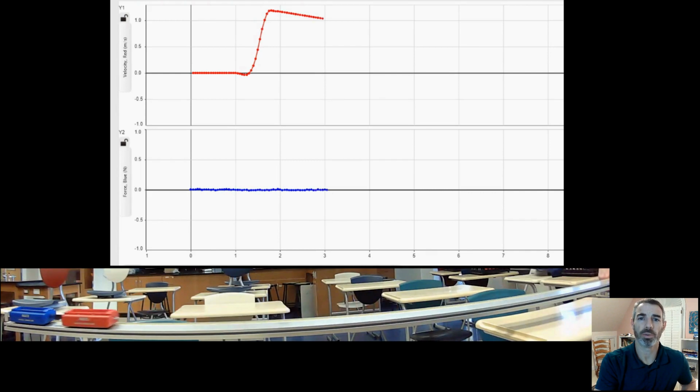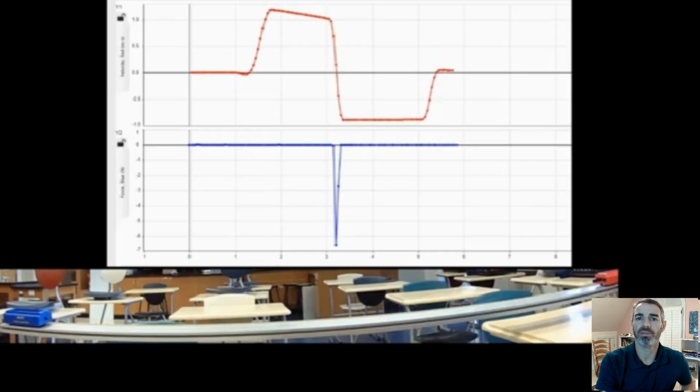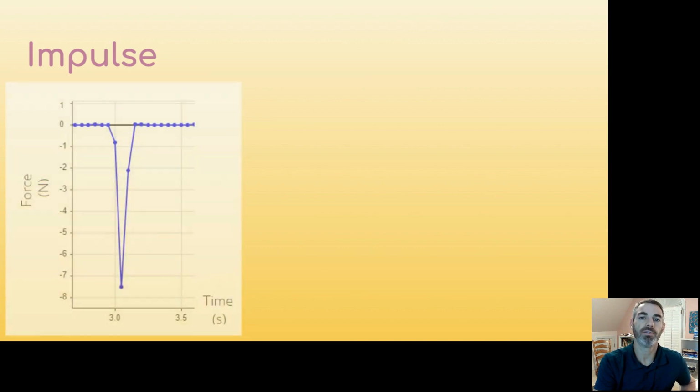So let's take a look at what those graphs would look like. The top is the velocity time graph and the bottom is the force time graph. Let's take a little bit further look at those graphs. Let's first talk about impulse. Looking at the force time graph, let's zoom in. It looks pretty close to a triangle, except for that little bottom part at the very beginning.